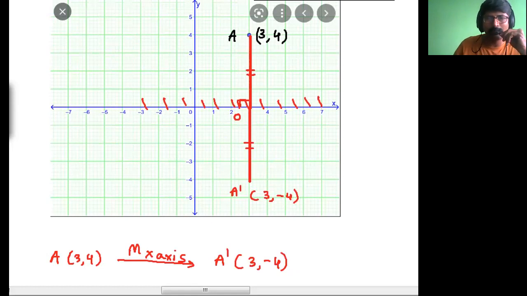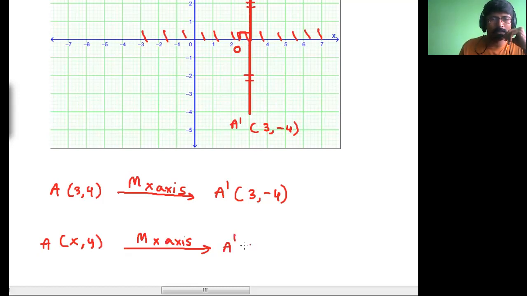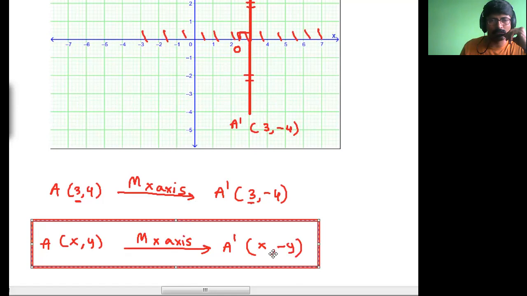Okay, so how we will formulate it? We can formulate it something like this way: A, x comma y, when it reflects under x-axis, mirror image under x-axis, it becomes A prime. And if you'll see, the 3 remains same, isn't it? That means x will remain same, and y has become reverse. So whatever this y, this will become negative of y. Are you understanding? So this is a formula. When point reflects under x-axis, its x coordinate remains same and y changes. I hope you understood this.